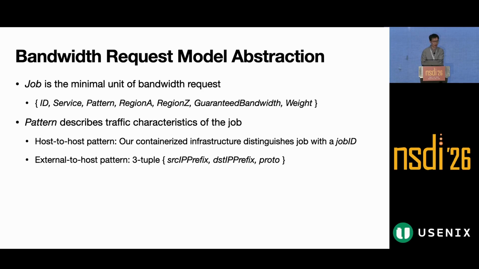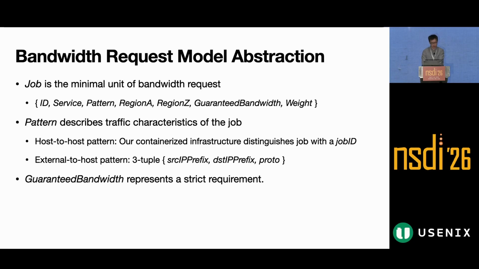The second is the external-to-host pattern. In our scenario, we identify such traffic using a three-tuple pattern: source IP prefix, destination IP prefix, and protocol. Of course, we can extend to a five-tuple pattern, depending on the scenario. For instance, the public IP address of a cloud load balancer is used in a service job.